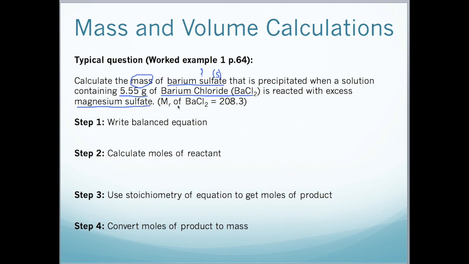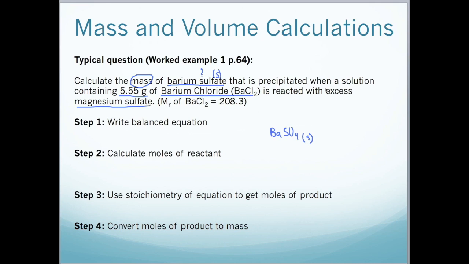Okay. First of all, there are 4 steps that we need to follow in this type of question. In step 1, we need to first write a balanced equation. We know that barium sulfate is the product, so we can start off with all the things that we know. BaSO4, and because barium is in group 2, it's 2+, and SO4 is 2-, so it's just 1 barium and 1 sulfate, and that is a solid.